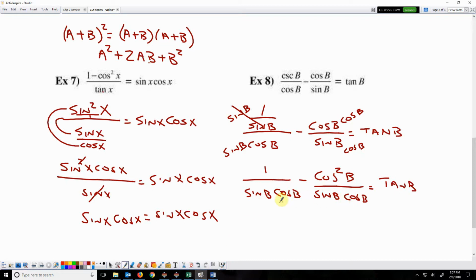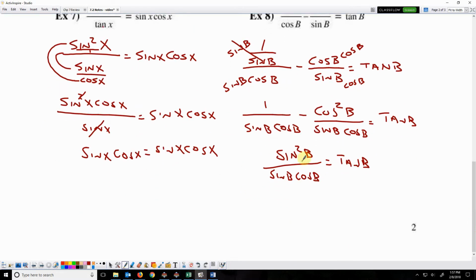Now I can combine these fractions because I have a common denominator. 1 minus cosine squared b is sine squared b. That's one of our Pythagorean identities. I have a sine that I can cancel out of the numerator and the denominator, so I get sine b over cosine b. And one of our identities says that tangent b is sine b over cosine b. So my left and right match, and that proves the original statement is true.